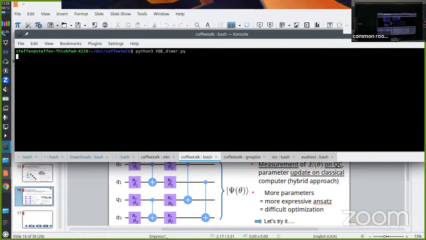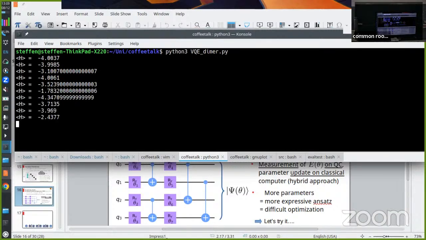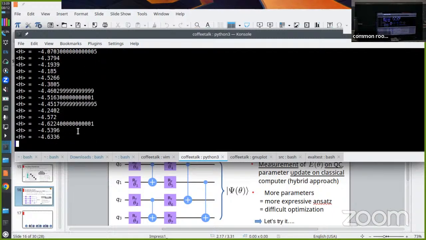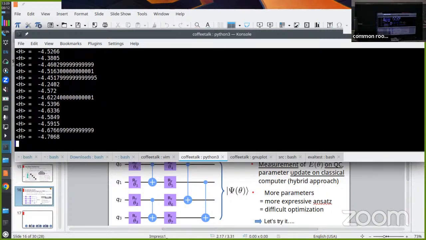So if we run this script, it will now print the different energies and optimize them. So you can see we start at -4, it goes a little bit down, 4, 5, okay. Just looking at the numbers is not so interesting.